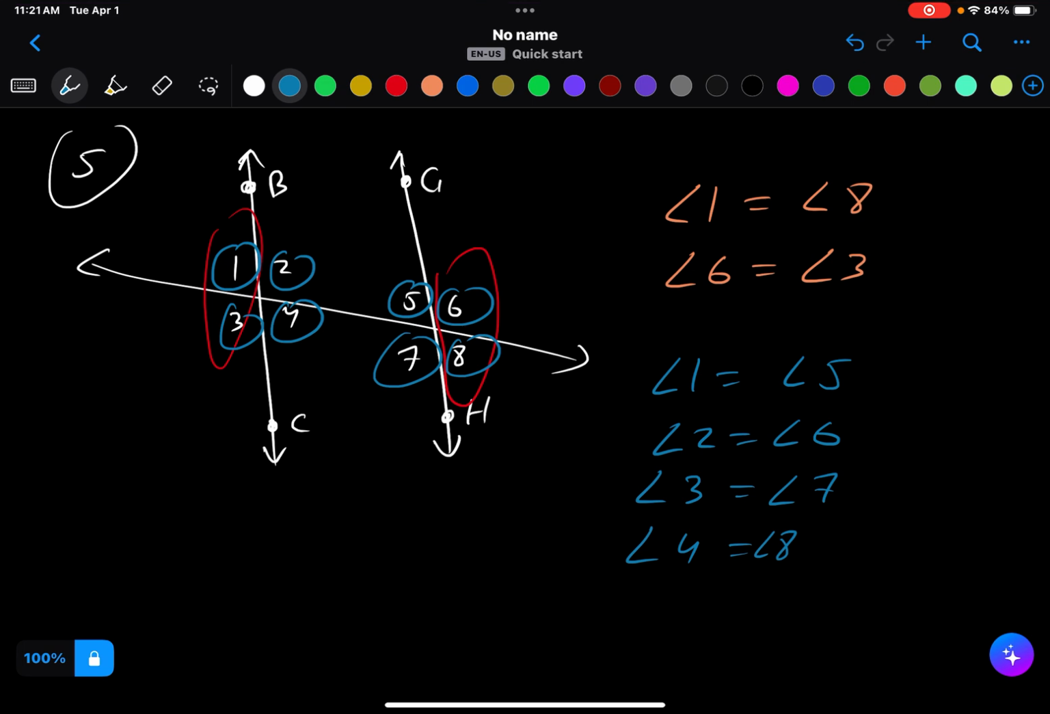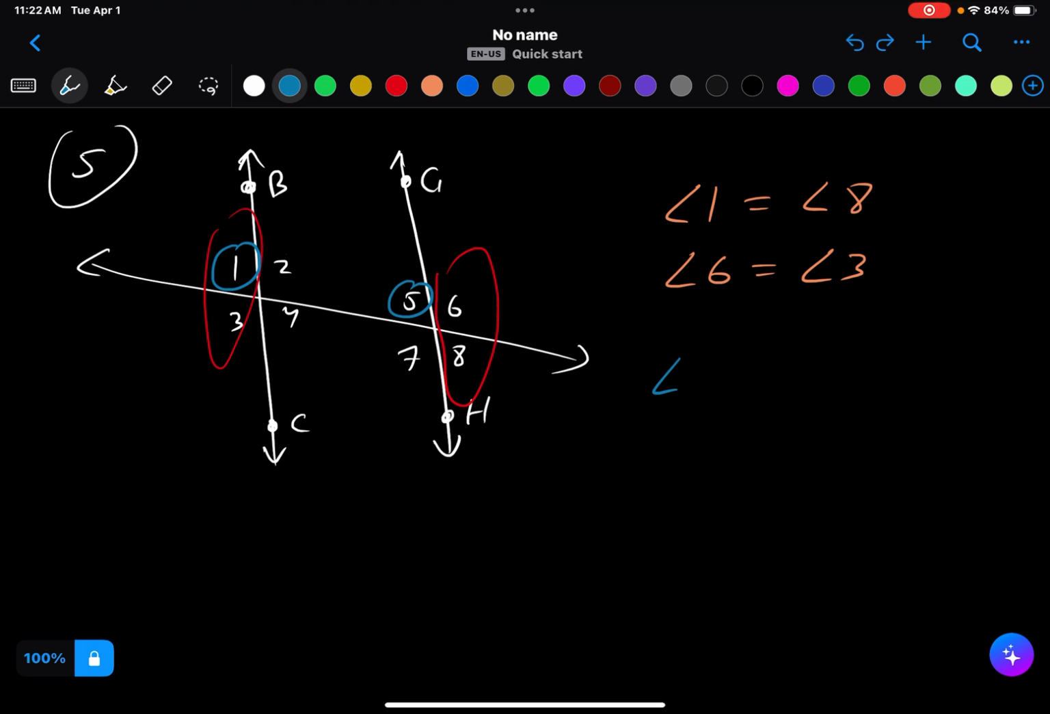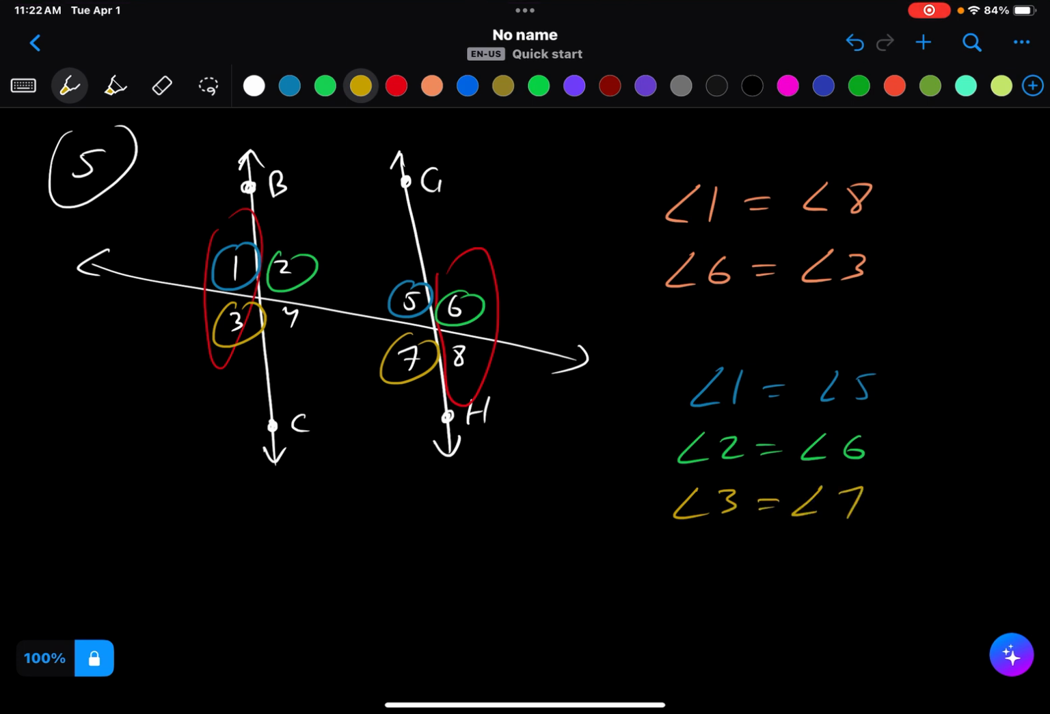I should have probably color-coded them a little differently. I'm actually going to do that. The numbers are right, but I'm just going to color-code it so I give each pair its own distinct color. So yeah, 1 and 5, I'll keep that as blue. And then 2 and 6, so angle 2 equals angle 6. This is all part of the second part. Then it's going to be 3 and 7, so angle 3 equals angle 7. And then let's do angle 4 and angle 8. So angle 4 equals angle 8.